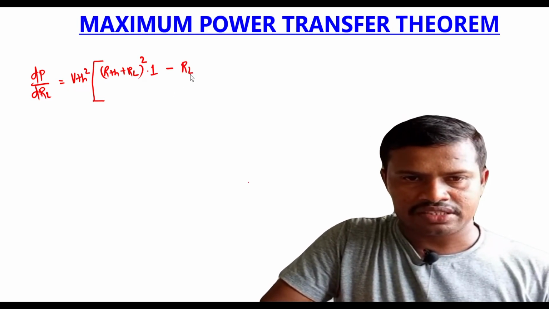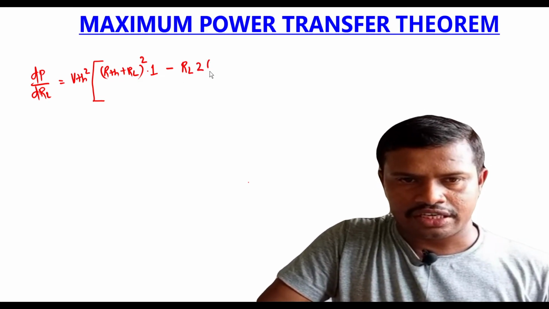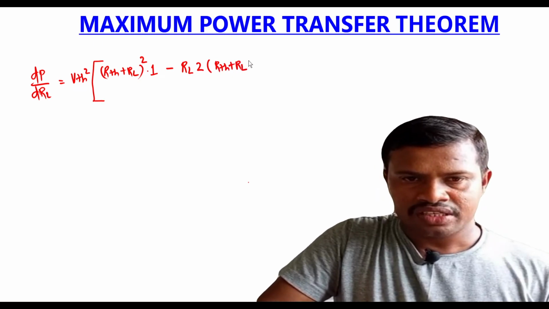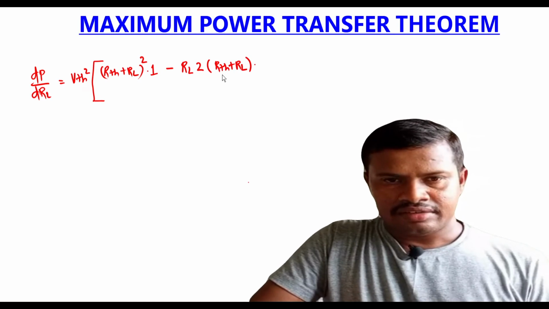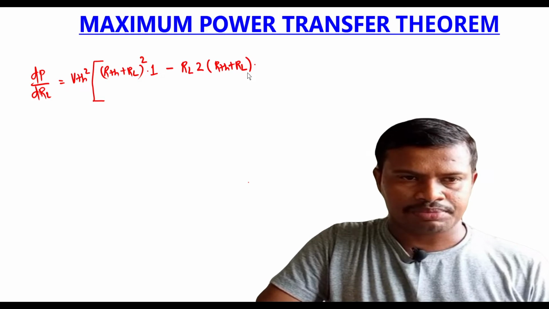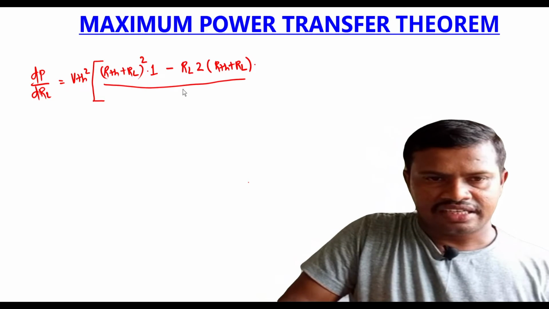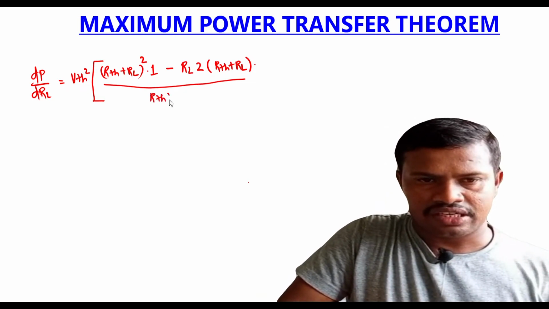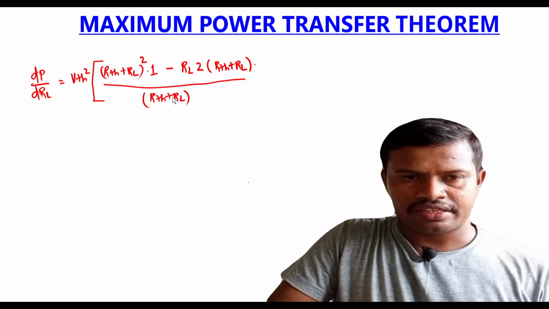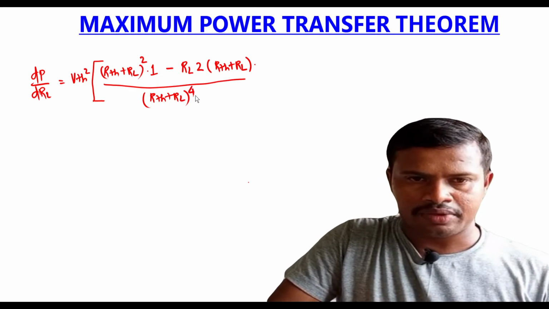So the numerator term is RL, and the denominator term we must differentiate. When we differentiate the denominator term, it becomes 2 into RTH plus RL, into the derivative of the inside: RTH is constant, and when we differentiate RL with respect to dRL, it becomes 1, so we leave it as it is, and divided by the denominator term RTH plus RL whole square. So the denominator term squared, RTH plus RL whole square to the power of 2, will become the fourth power.